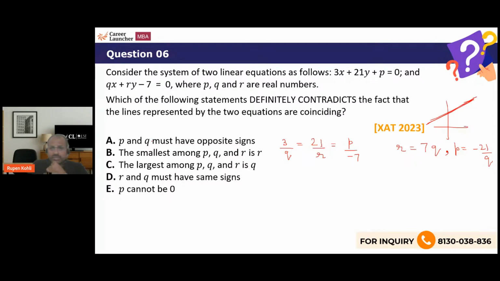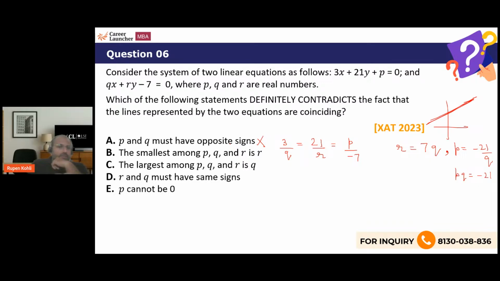P and Q must have opposite signs. P into Q is minus 21. This supports the fact that the equations are coinciding. This does not contradict that. So this is not my option. Since P into Q is minus 21, definitely P and Q have opposite signs. So this is not my correct choice. P and Q must have opposite signs in order to support the fact that the equations are coinciding. So you have to think through carefully, right?